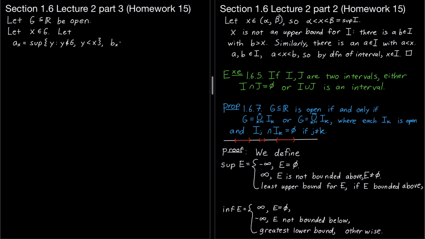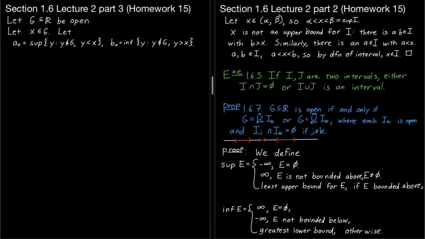And B sub X is going to be the infimum of the set of all Y that are not in G and that are greater than X. Notice that A sub X is the supremum of a set that's bounded above. X is the upper bound, so the supremum A sub X has got to be either a finite number, if this set has any elements at all, or it's minus infinity. And similarly, B sub X is either a finite number or plus infinity.